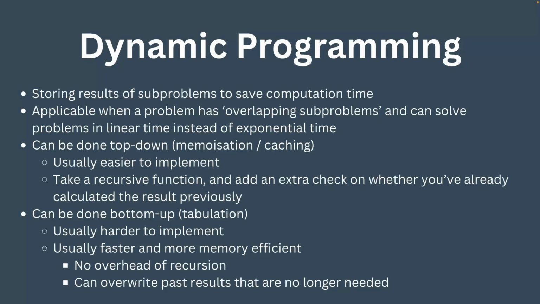So it's usually an easier way to implement it because you can just take a recursive function that you've already implemented, which might be exponential time, and then you just add a few extra lines that first check whether you've already calculated a result, and if you have, then you return it. If not, then you do your regular recursive stuff, but before you return the result at the end, you just store it. And so usually you'd store it either in a hash set or an array or something like that where you can look up in constant time.